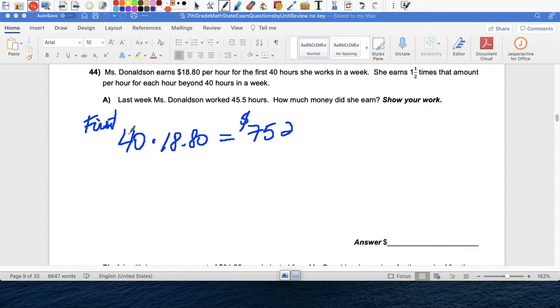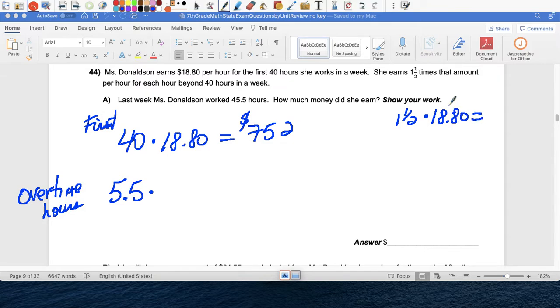Every hour after 40 hours, she works 5 hours. But she doesn't make $18.80. She makes 1.5 times that much. That's the overtime. If you work overtime, they pay you a little bit more for the overtime hours. So for the overtime hours, she earns a little bit more. It's 1.5 times 18.80. So we're going to multiply that by 18.80. 1.5 times 18.80 is 28.2.